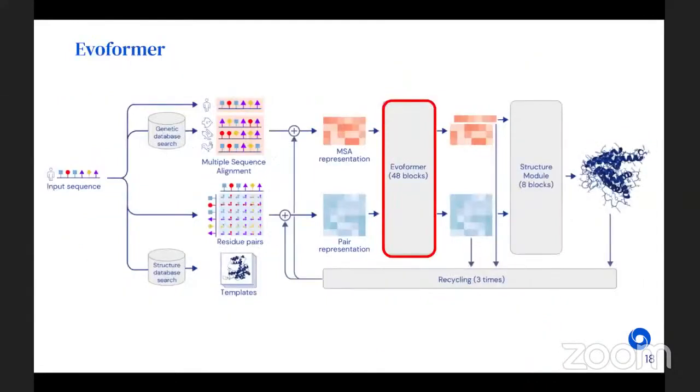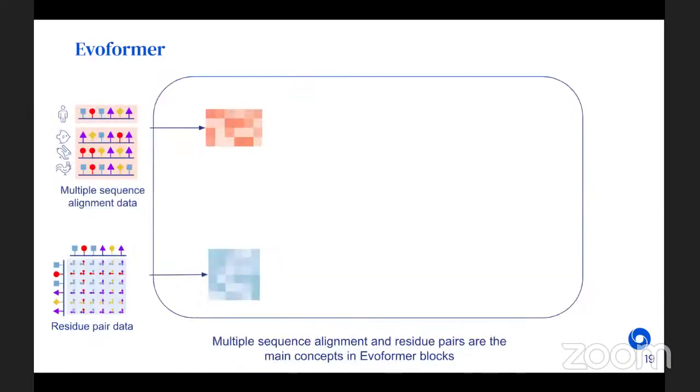But let's dive into one block in detail. So this is the EVA-former block, which is where the network spends most of its computation, probably something like 99%. So the two main concepts, the two main representations here, are the multiple sequence alignment and the residue pairs. And just to be clear, this matrix is basically in each position you have a vector, right? A vector of activations, right? So you have a vector here, and vector here, here, and here, right? So all of those are actually 3D matrices.